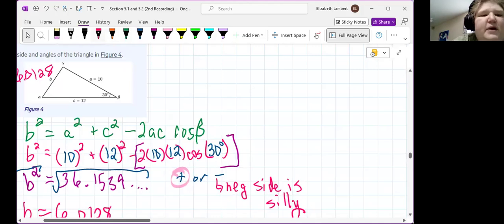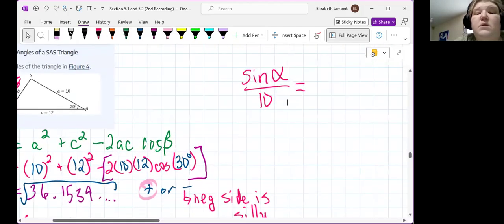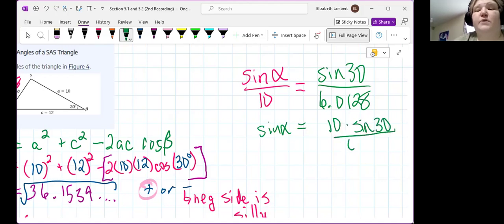All right, so we have the sine of alpha over 10 is the sine of 30 over 6.0128. So the sine of alpha is 10 times the sine of 30 over 6.0128.